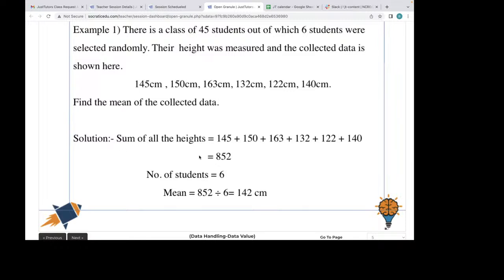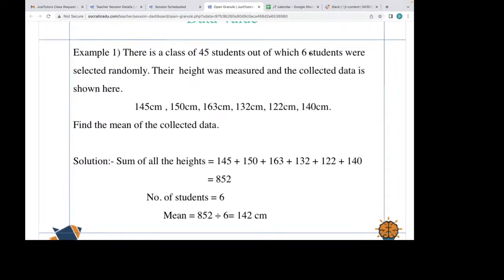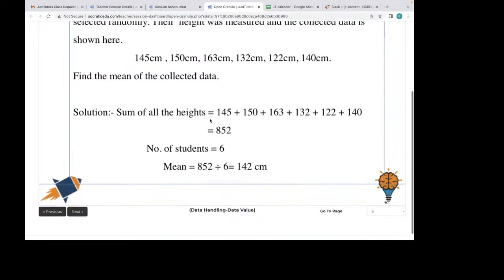So here is the solution. Sum of all the heights. First we have to do the sum of all the heights. So the first one was 145, then 151, 163, then 132, 122, 140. So if we add all of these, we get 852. You can try adding yourself and you will get 852. Okay, now the number of students कितने थे? It was clearly given here that there were 6 students.